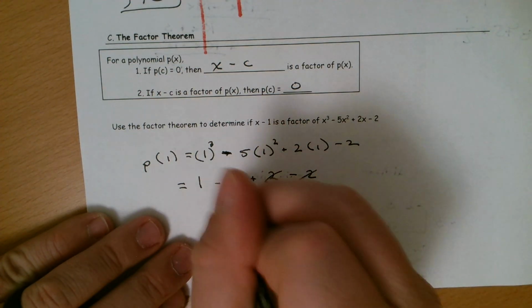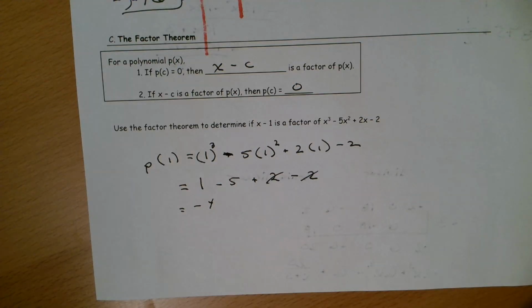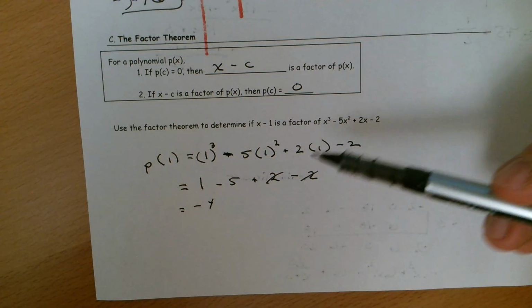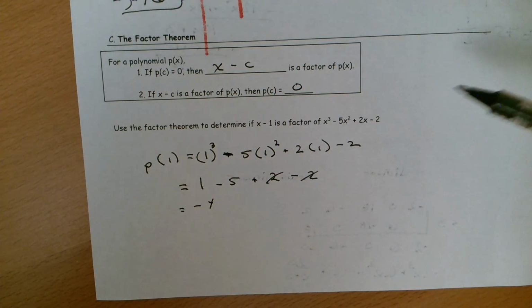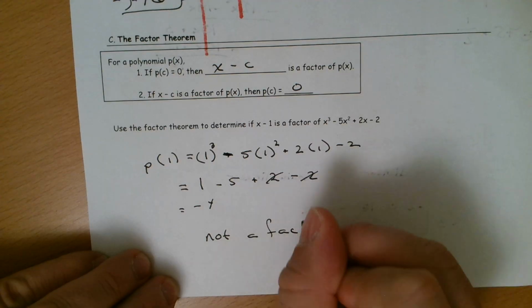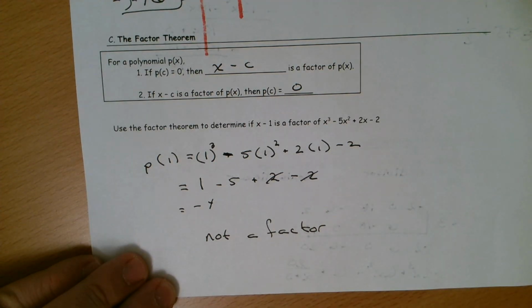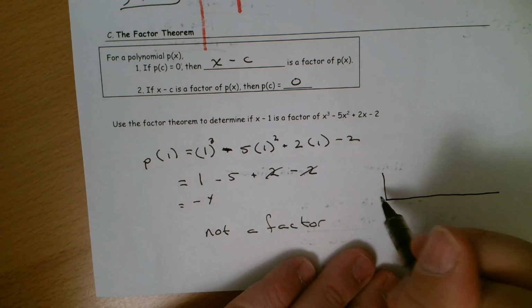Those are gone. Get negative 4. Let me just triple check my algebra here. Squared, beautiful. Not a factor. Not a factor. We can double check that by doing synthetic division.